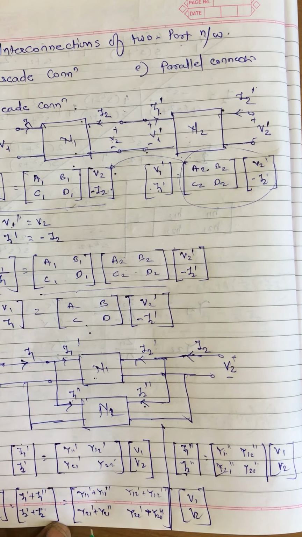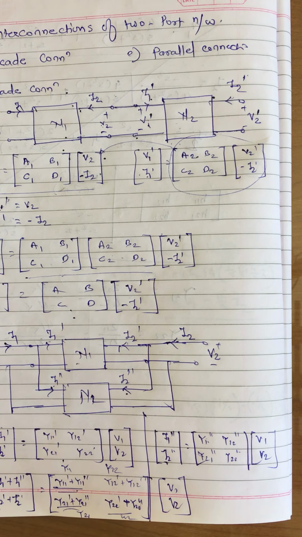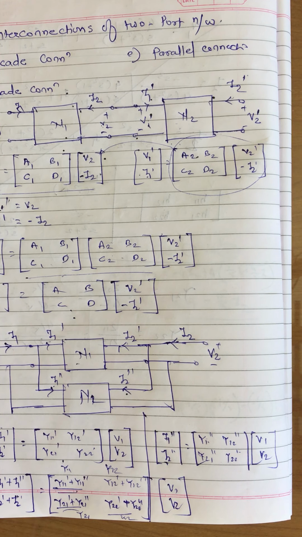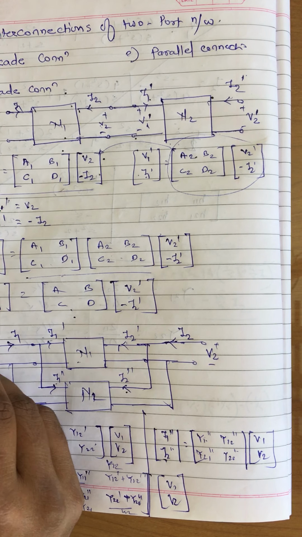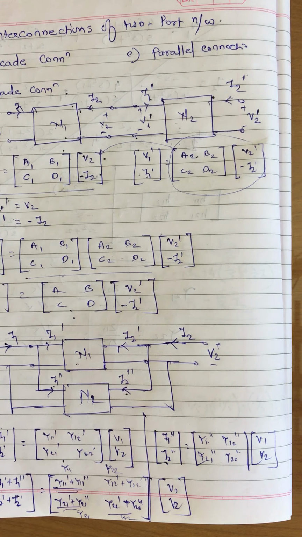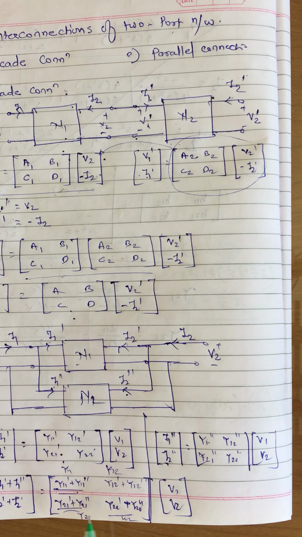Okay, so we can call this y11, this y12, this y21, this y22. Are you getting it? So this is how we can solve for a parallel connection. Keep it in mind: if two networks are in parallel, or look like a parallel, we can find any Y parameter for one network, similarly the same parameter for another network, then you can simply add them to get the final parameter.